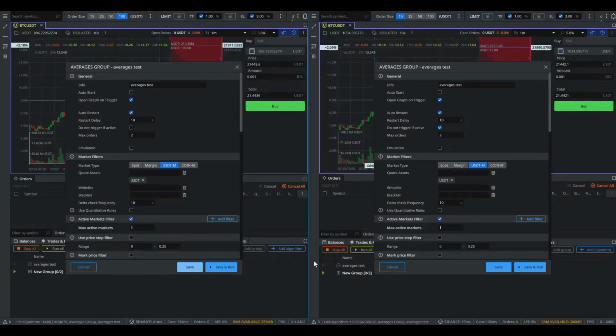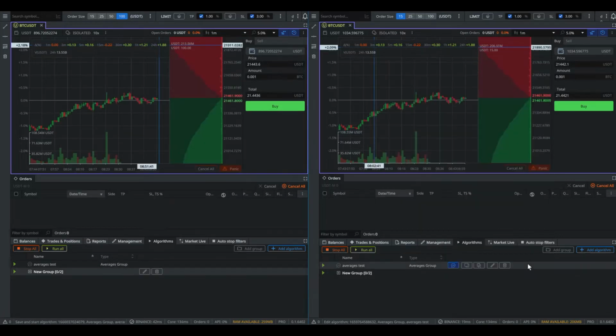Do not trigger effective does not trigger algorithms in the markets that already have placed orders or positions opened by this algorithm. Now let's run two algorithms with identical settings. On the left we have disabled do not trigger effective, on the right it's enabled.